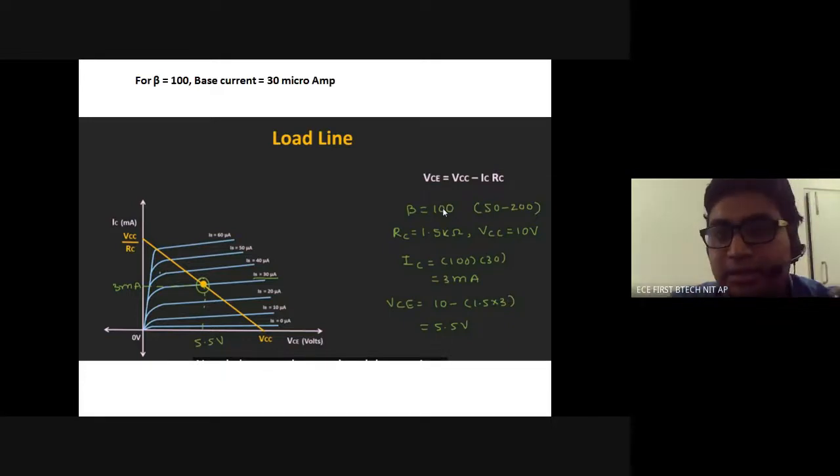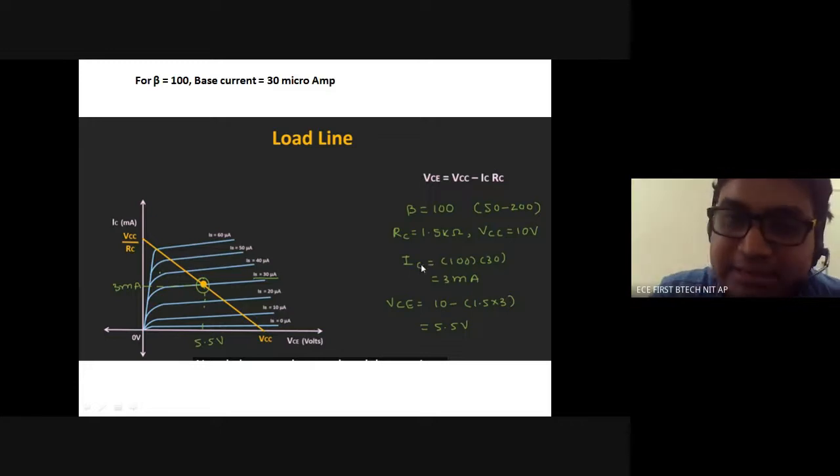One is beta equal to 100, one is beta equal to 50, and beta equal to 200. We'll see how the operating point is changing in the output characteristics. So let's take beta equal to 100. Let's take our collector resistance as 1.5 kilo ohm, and our collector voltage as 10 volt. And let's say our base current is 30 microampere.